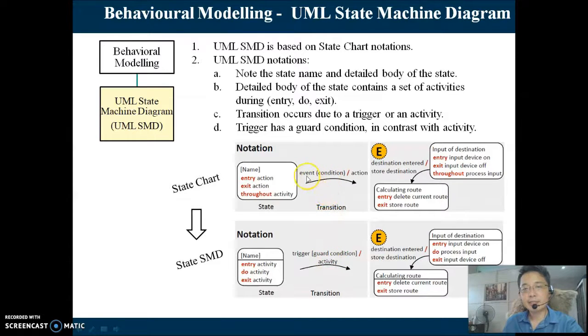In state chart, an event is a condition. If it's true, then the transition occurs and the action will be executed. In state machine diagram, the trigger is a condition. If the condition is true, the transition will occur and the activity will be executed. Let's look at an example for both state chart and state machine diagram on the right hand side. This example shows a navigation system for perhaps a car.